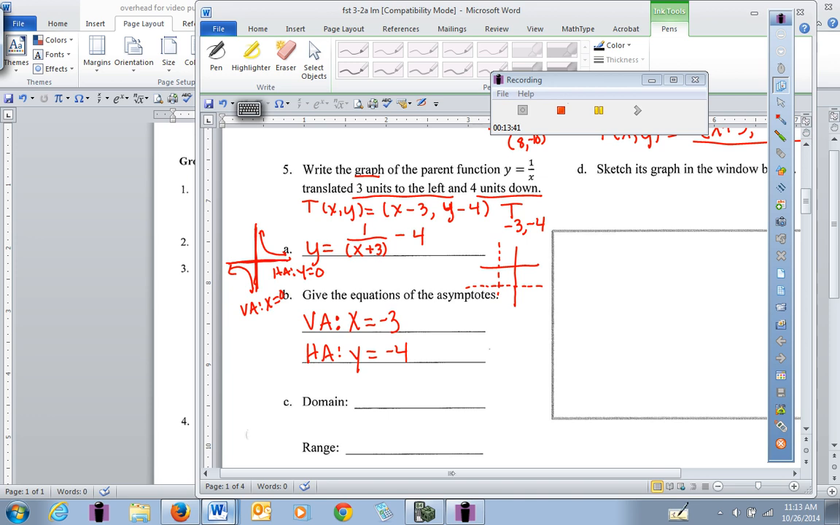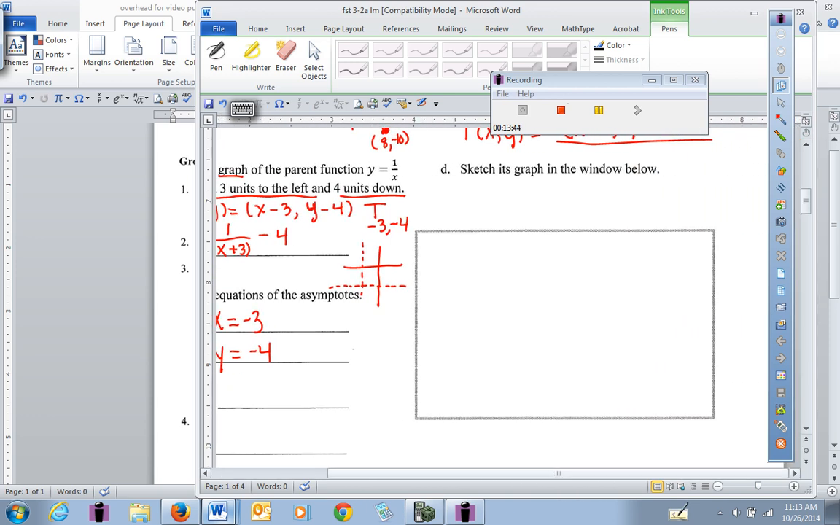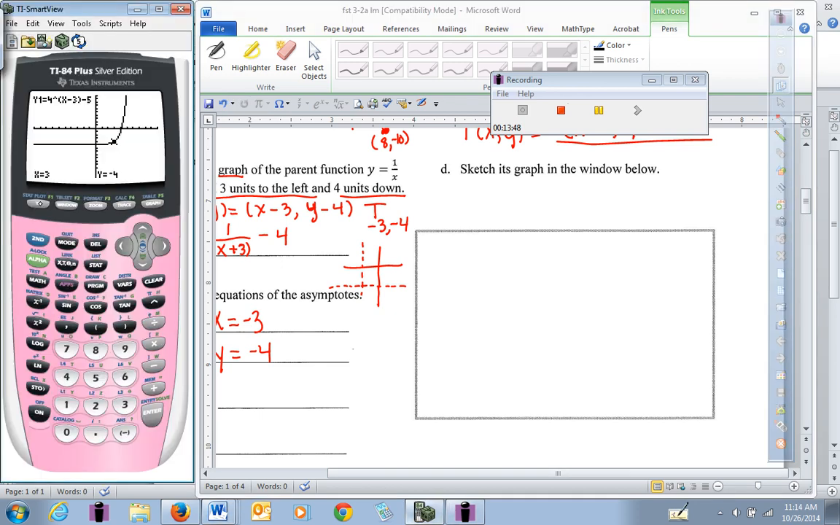And so now I want to graph that over here, and let's see then if we can write our domain and our range. All right, so if you wanted to, you could put this on your calculator and look at it. Let me type it in here. It's going to be y equals 1 divided by, and then we're going to use our grouping symbol, and we'll have x plus 3 to get it to move 3 to the left, and then 4 down, we'll have a minus 4 right here.